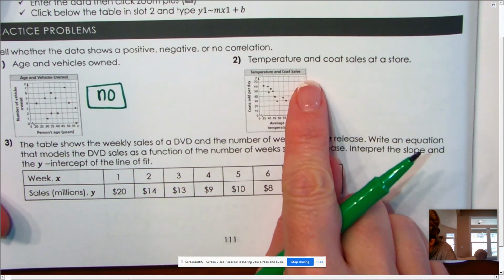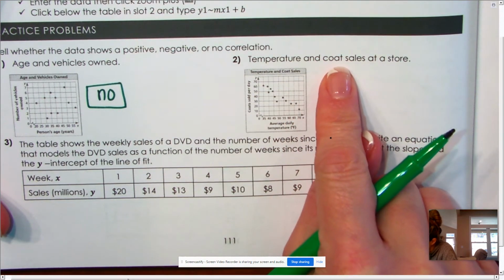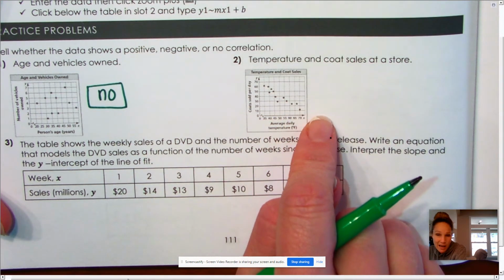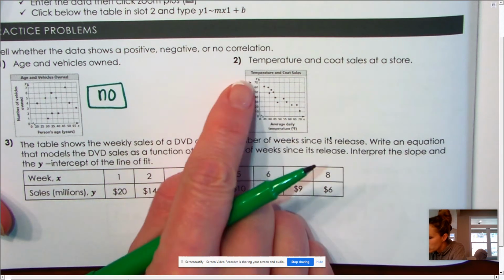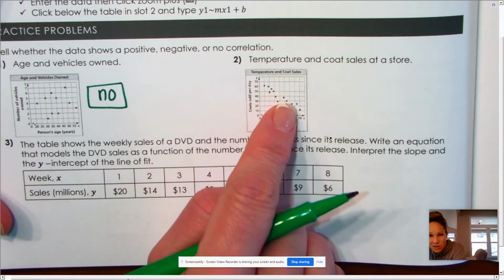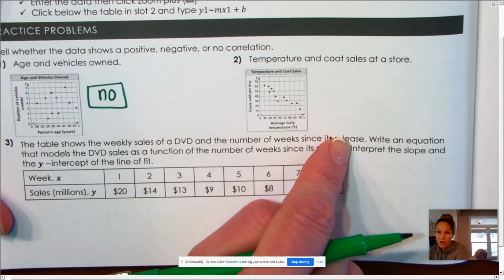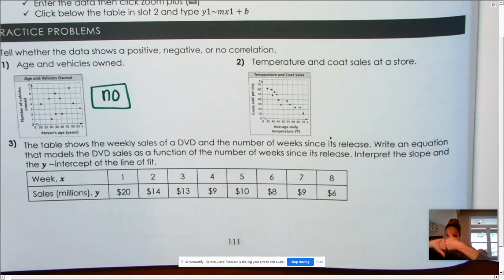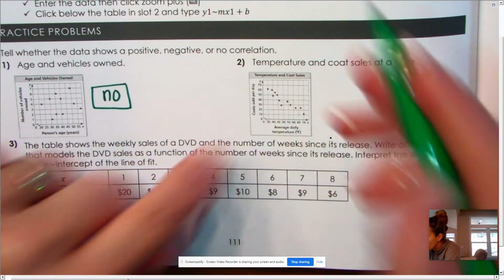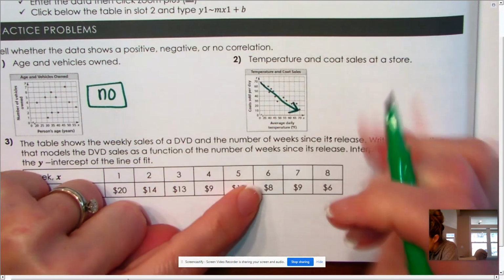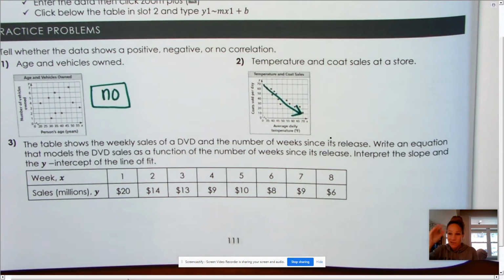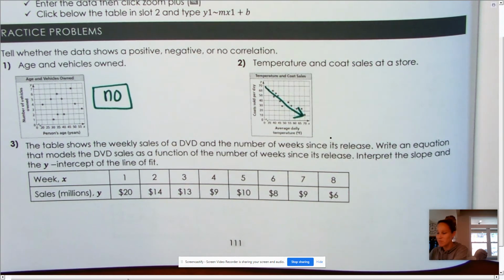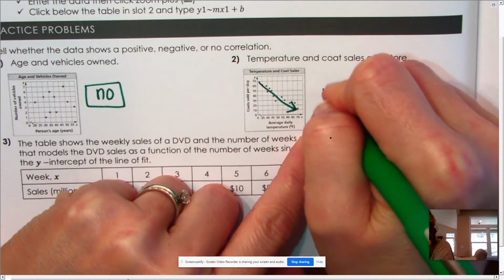The temperature and the coat sales at a store. Okay, as the temperature outside goes up, the average daily temperature, what happens to the coat sales? The coat sales are going down, okay, right? As one goes up and the other goes down, we say that has a negative correlation if they go in the opposite direction. You can also look at it left to right, and that is going down. Like if we're playing chutes and ladders, that's a chute, okay? Or slides and ladders. I think somebody said they changed the name of it. Anyways, this would be a negative correlation.